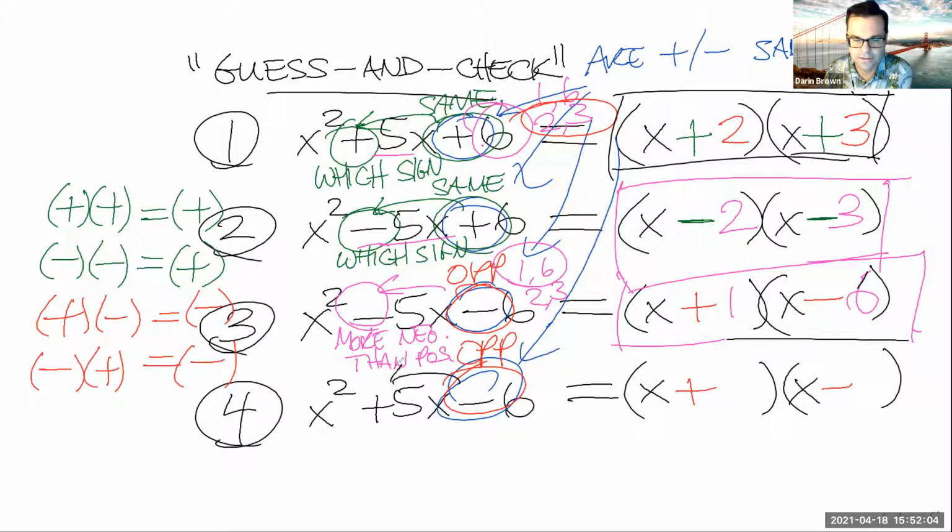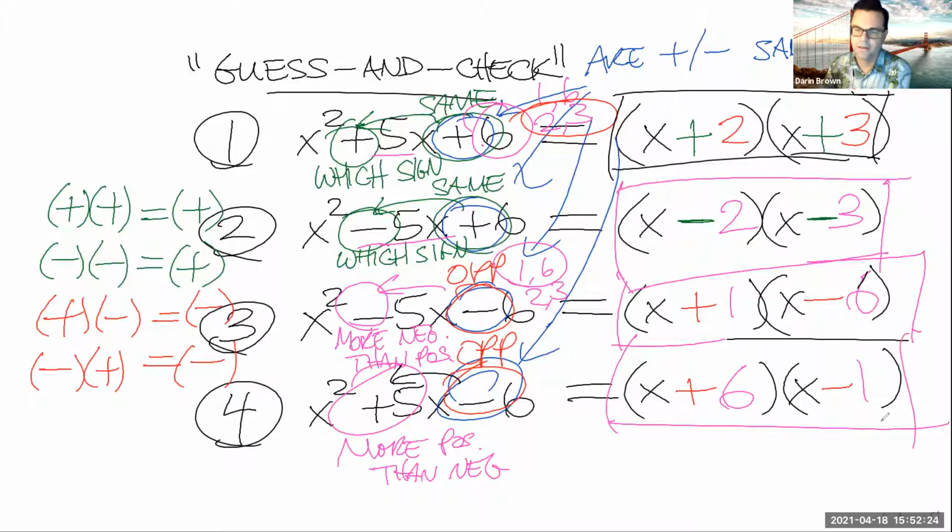And this one, now I look over here, and this one tells me I've got more positive than negative. Which means it would be a positive 6 and a negative 1. And if you multiply that out, we get x squared plus 5x minus 6. So these are the 4 possibilities here. You always start with the second plus minus sign, and then you work your way backwards to the first one, just filling in as you go.